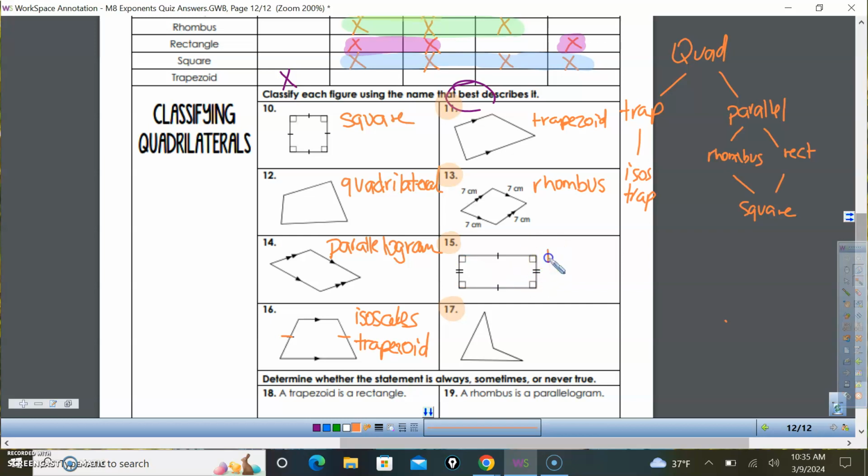Number 15, you should have looked at that one right away and said that is a rectangle. And for number 17, the only thing that we know for this one is that it has 1, 2, 3, 4 sides. They are not parallel at all. And so this one is a quadrilateral.